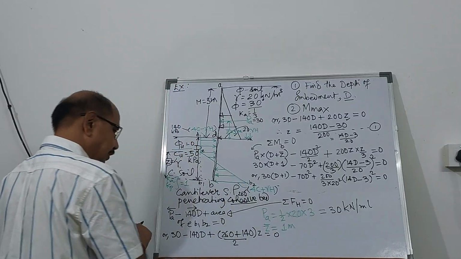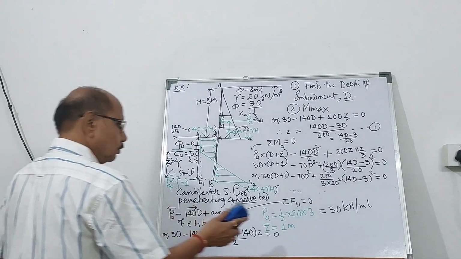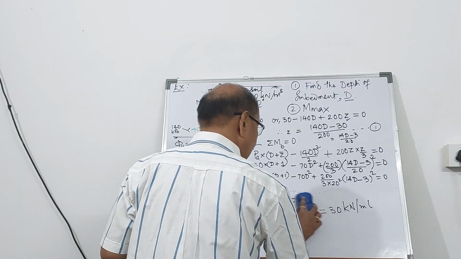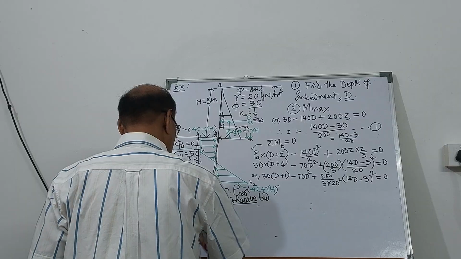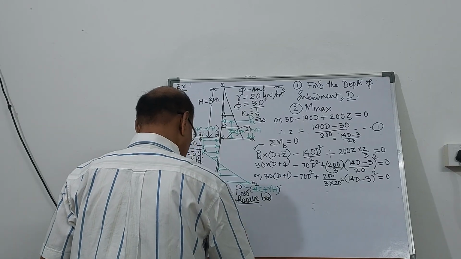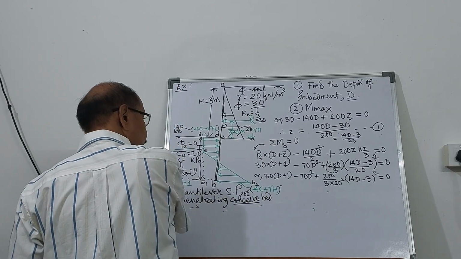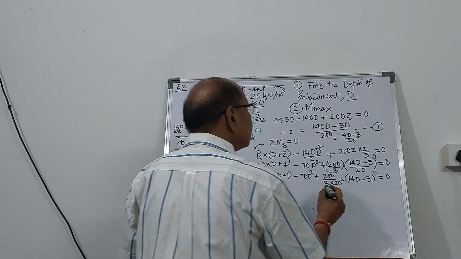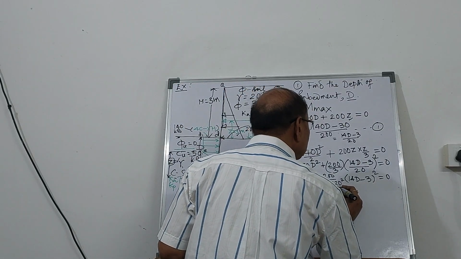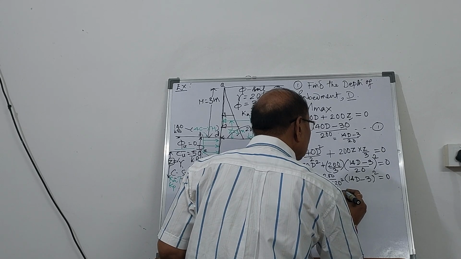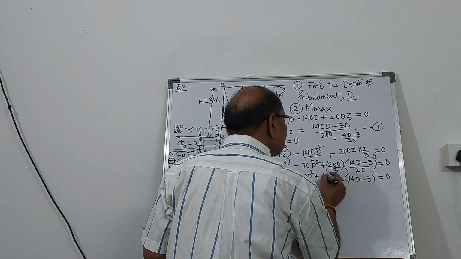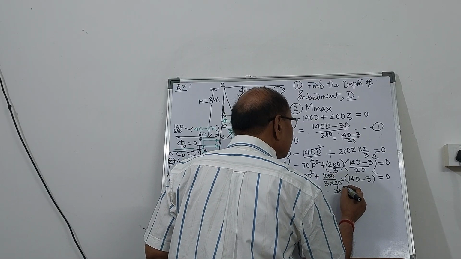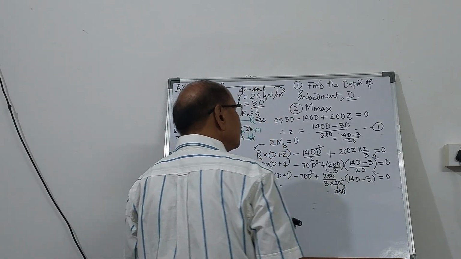So for the simplification, we'll see that if you simplify it further, this becomes 400. So 200, this becomes 2. So this becomes 2.